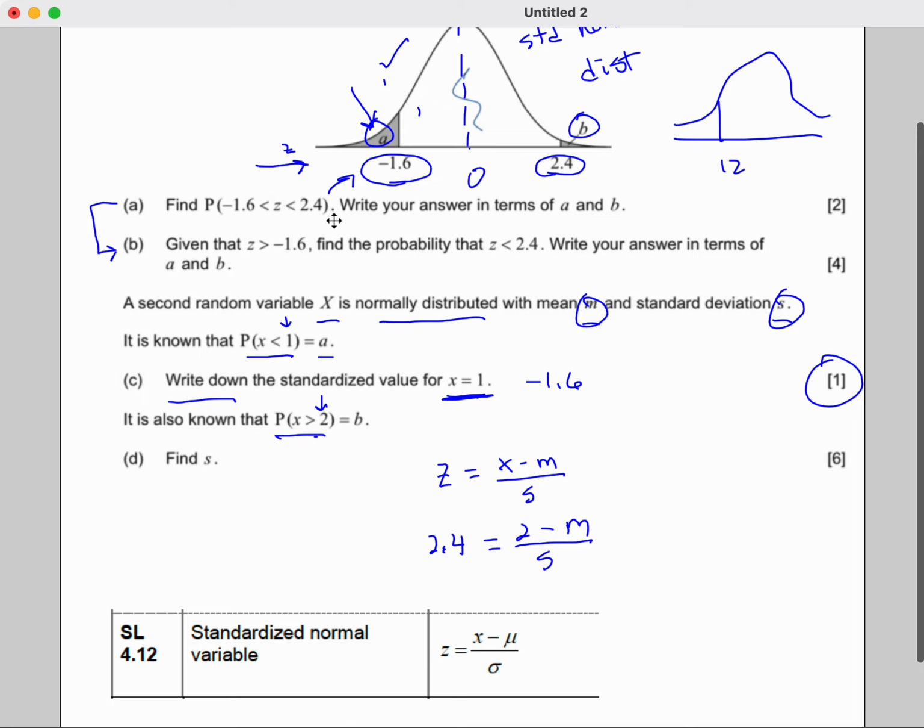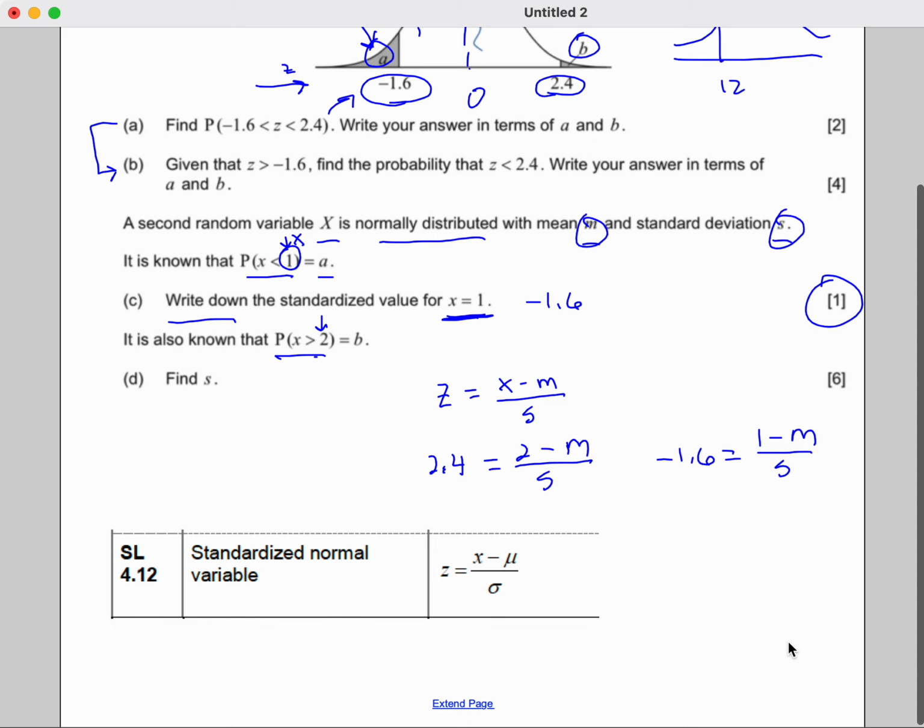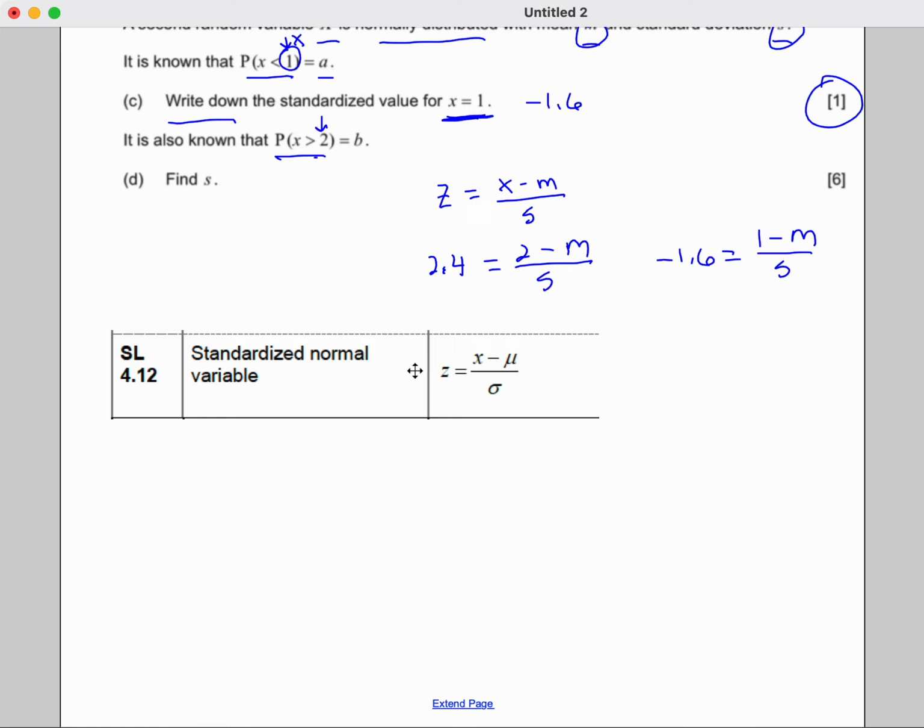Now, by the same argument, I know that the negative 1.6 is equal to the standardized variable. This is not the x; the standardized is negative 1.6. The x value would be 1 minus m over s. So now I have two equations and two unknowns. So life is good. Let's extend the page a little bit.